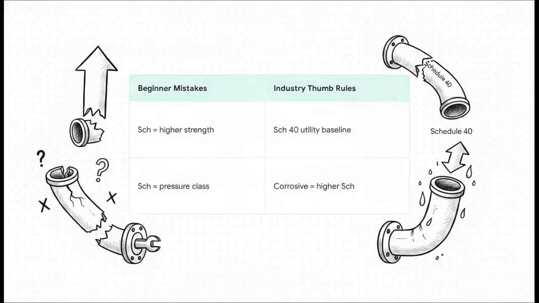As you level up in your engineering career, you're going to start to recognize these patterns naturally. You'll stop making beginner mistakes, like assuming a higher schedule always means a stronger pipe, regardless of the material. You'll learn the industry thumb rules, like knowing Schedule 40 is a great utility baseline. But you always have to remember, these patterns just help you recognize what looks right. They can never, ever replace the foundational math.